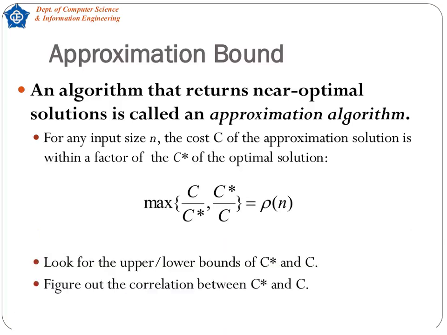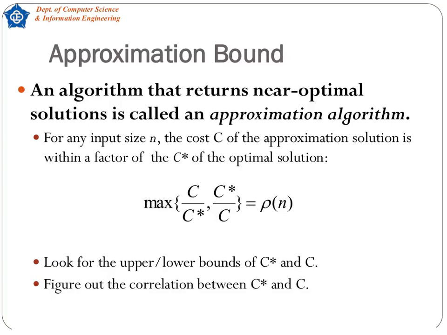So building on our discussion of approximation ratios, today we introduce the notion of an approximation bound. An algorithm that delivers solutions close to the best possible is called an approximation algorithm. To quantify just how close it gets, we compare its cost C to the optimal cost C*. Specifically, we define the performance ratio rho(n) for input size n as the maximum of C divided by C* and C* divided by C. This single number captures our worst-case deviation from optimality.